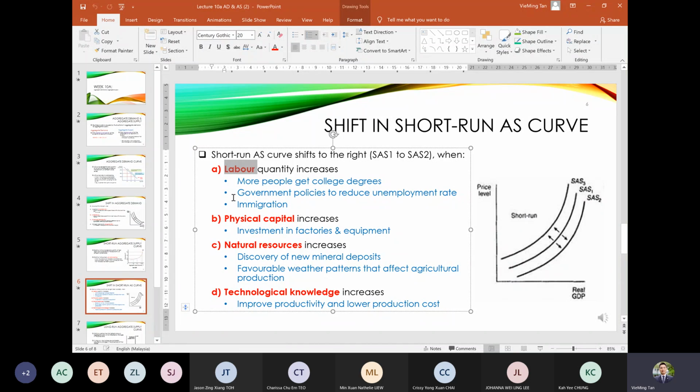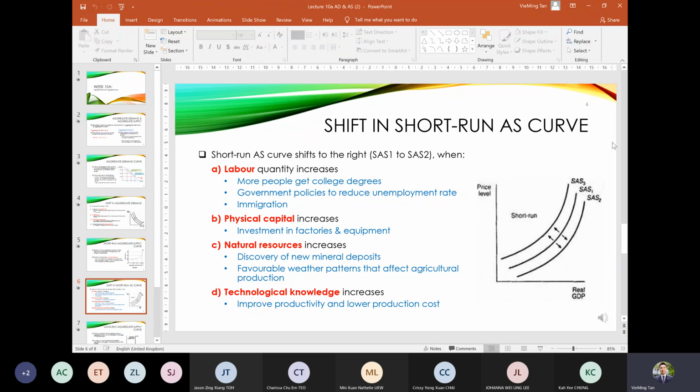And besides that, the number of labor in the market can also influence the shift of the aggregate supply curve, because when we have more labor in the market, in the economy, it is easy to get human capital available. If that is the case, this will also encourage the supplier to produce more products in the market. As a result, the AS curve will shift to the right-hand side from AS1 to AS2.